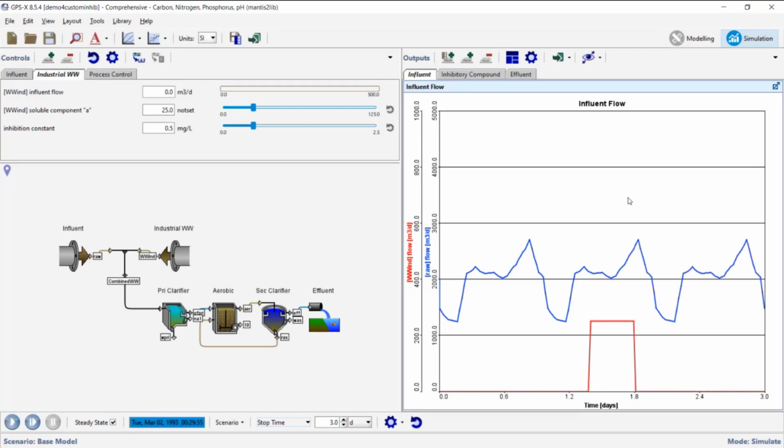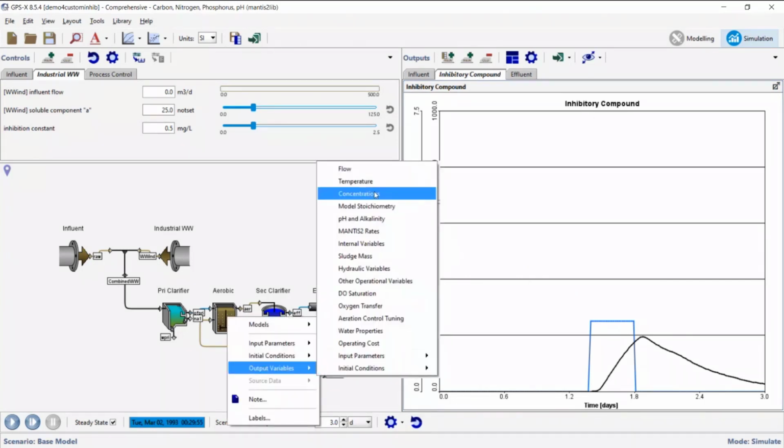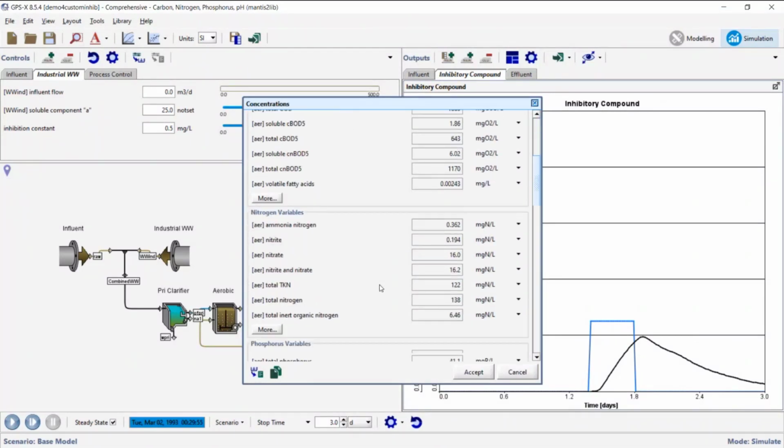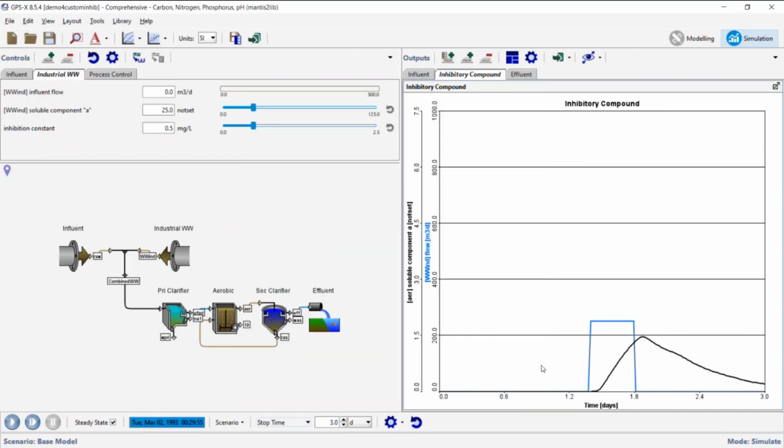What I can do is open up this menu, and just like you would plot any other concentration, like ammonia or mixed liquor, if I scroll all the way to the bottom of this menu, here's soluble component A, and it was 0.2 milligrams per liter at the end of the simulation. You can see that in the influent, when it started, it went up for a while and came down. And this is after it's passed through the clarifier and the bioreactor. We can see it's got your typical curve, a little bit delayed, of course, because it's farther downstream than this signal.